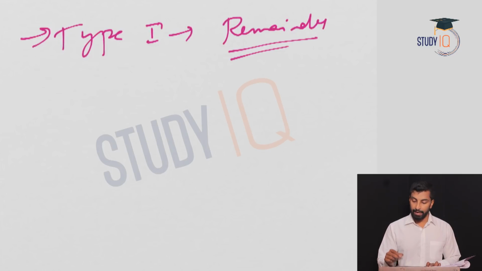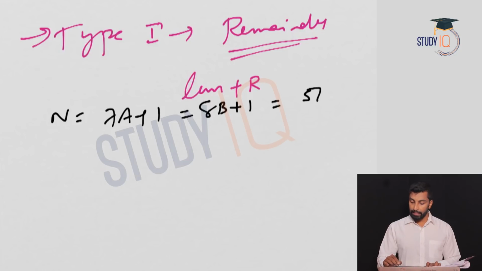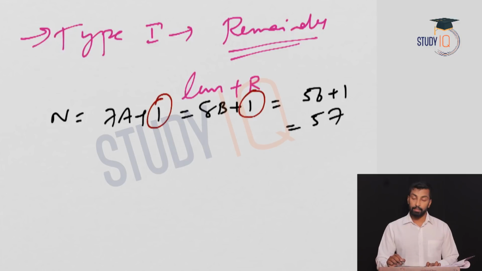So what all things have we discussed? We have discussed all division questions. So what was type 1? Remainder same. What was the method? LCM plus remainder. One example if you want: 7a plus 1 is equal to 8b plus 1. That's the number, right? What is the answer? 56 plus 1, which is equal to 57. So 1 is the remainder.